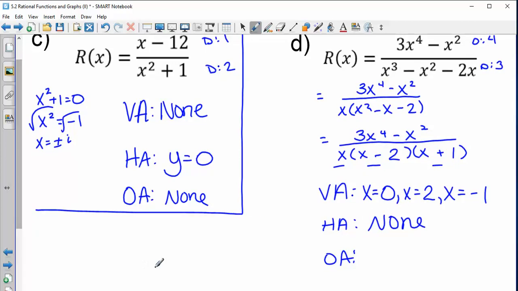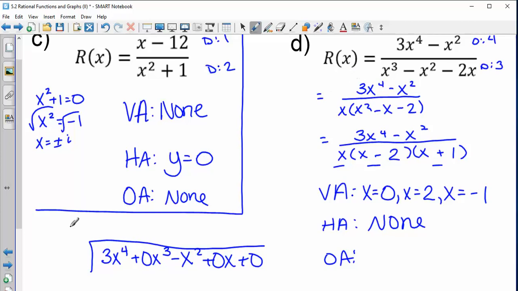So we find it by doing long division. So I'm going to put the 3x to the 4th. I'm going to put a 0x cubed just as a placeholder. You can put a 0x and a 0 on the end if you want. Divided by, and your denominator goes on the outside.